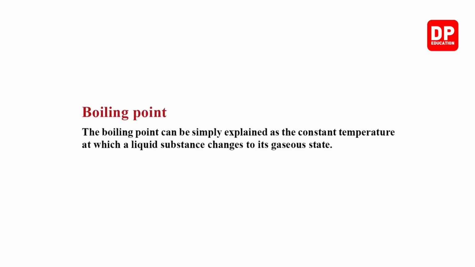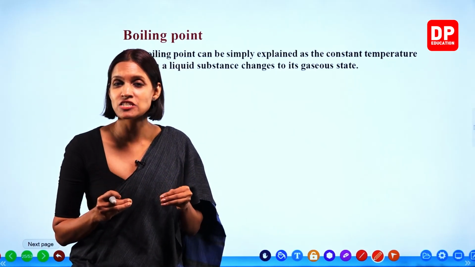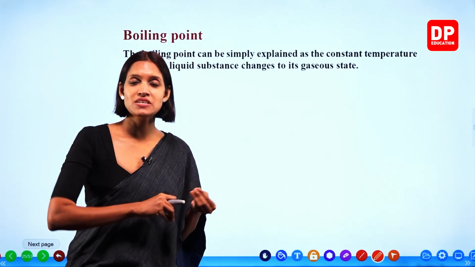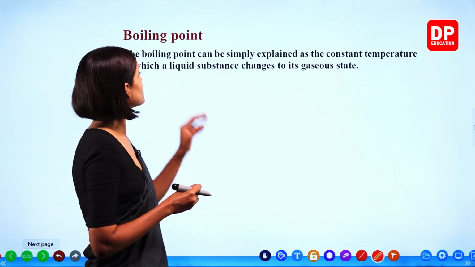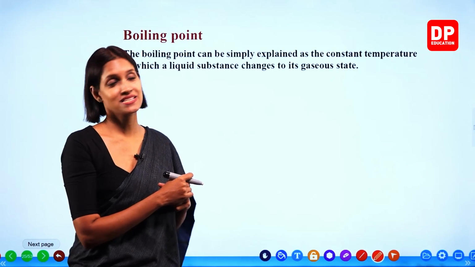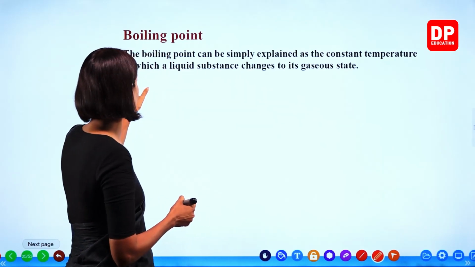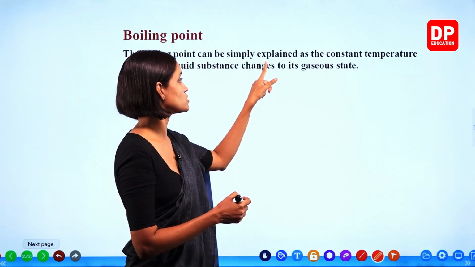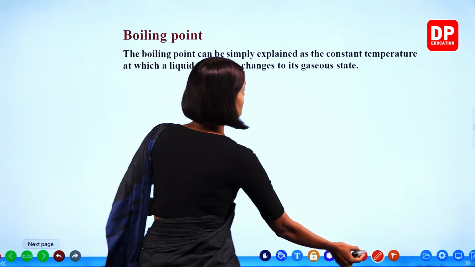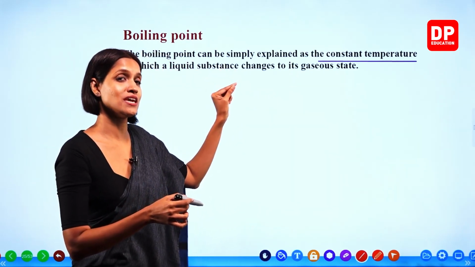So our next topic is boiling point. In this chapter, we are going to learn about melting and boiling points of substances. Now we know that melting point means the specific temperature at which a certain solid substance changes to its liquid. So what is the meaning of boiling point? Boiling point is the next change of state. The boiling point can be simply explained as the constant temperature at which a liquid substance changes to its gaseous state. Constant temperature means this also does not change, okay?